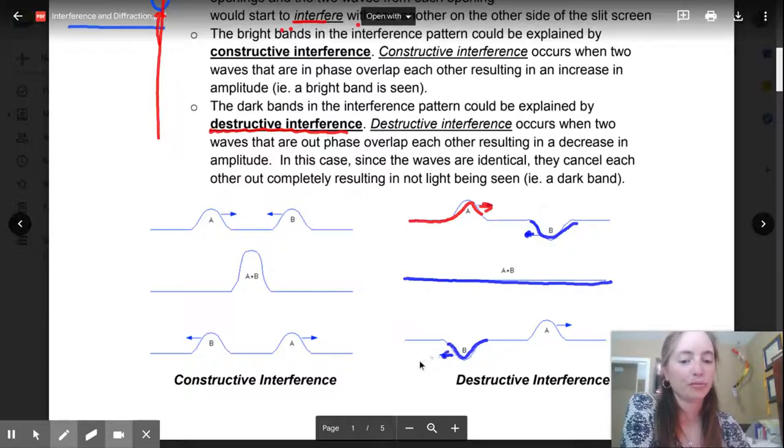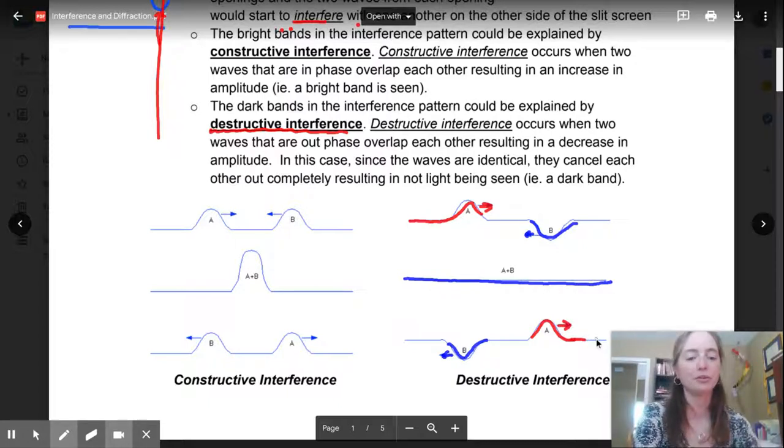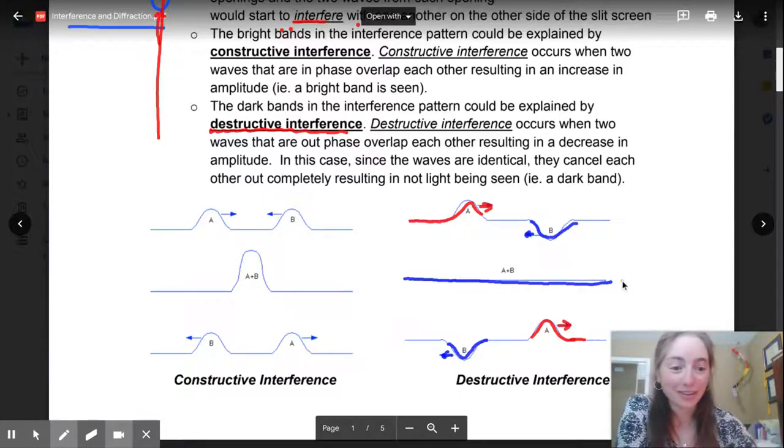And then as they continue to move, because waves move, they're going to carry on their way, doing what waves do. They are going to have this lovely nothing right when they overlap. That's going to be the dark spots on your diffraction grating or in your Young's double-slit experiment.